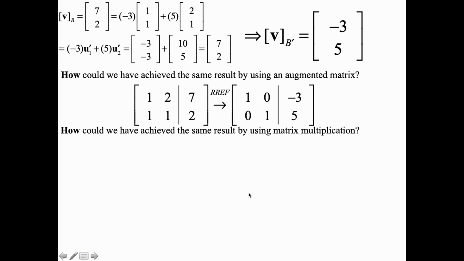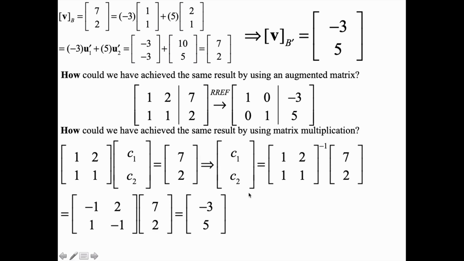Let's pre-multiply both sides by that inverse. So here's the linear system with the variables, C1, C2, next to the coefficient matrix. And we find that if we pre-multiply both sides by the inverse, we will indeed get -3, 5. And in this case, the inverse of the coefficient matrix turns out to be -1, 2, 1, -1. And pre-multiplying on both sides gives us the new coordinates -3, 5.